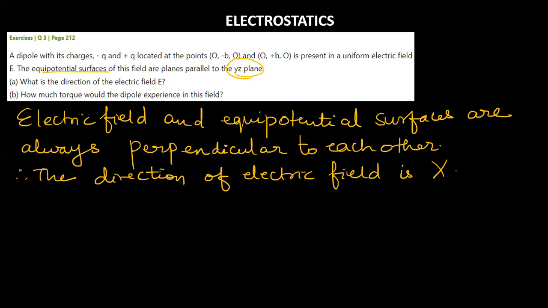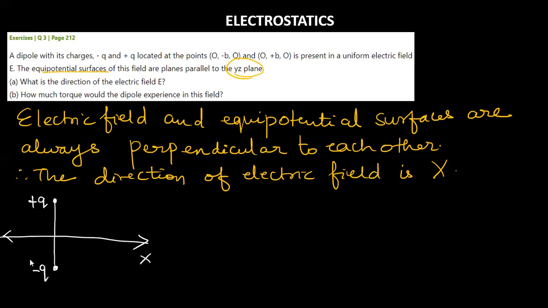Now, the second question is asking how much torque the dipole would experience in this field. To find the value of torque, let us draw one electric dipole. Dipole means two equal and opposite charges. So I'll draw two charges, one plus q and one minus q, as they have said in the question. I'll draw them this way because, if you see very carefully, the points for minus q and plus q are along the minus y-axis and plus y-axis, right? So here is minus q, here is plus q.